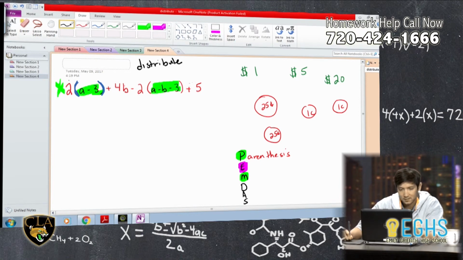And so I'm going to take this 2 and I'm going to say, look, I need to multiply that by a. So 2 times a is 2a. And then we need to take that 2 and multiply it by -3. And don't forget this negative here. It's really important. And we're going to get 2a minus 3.